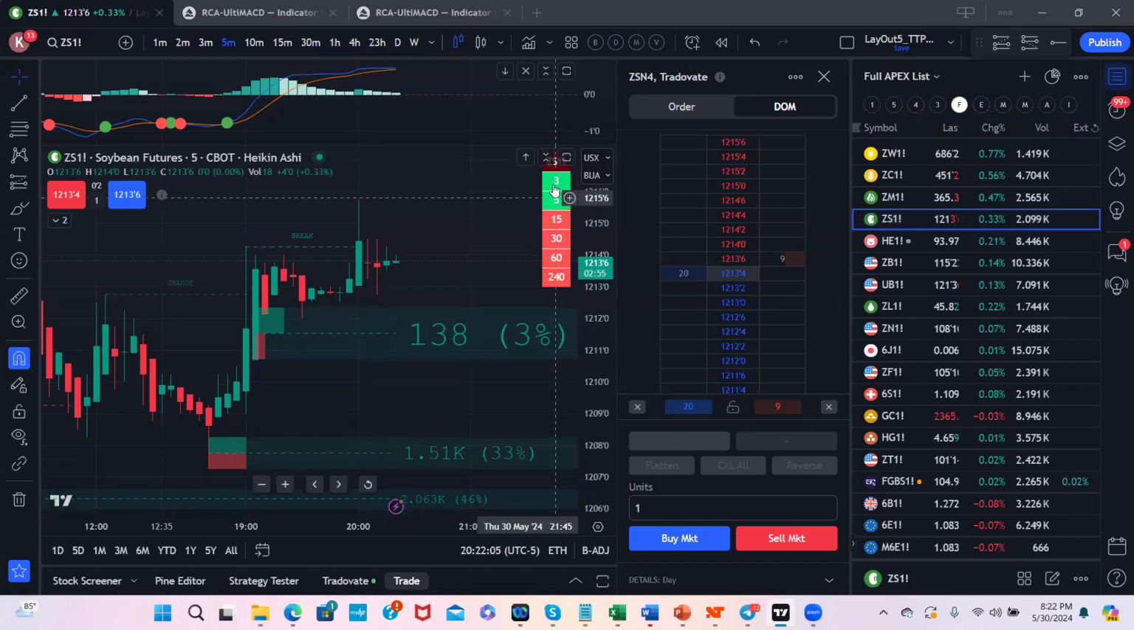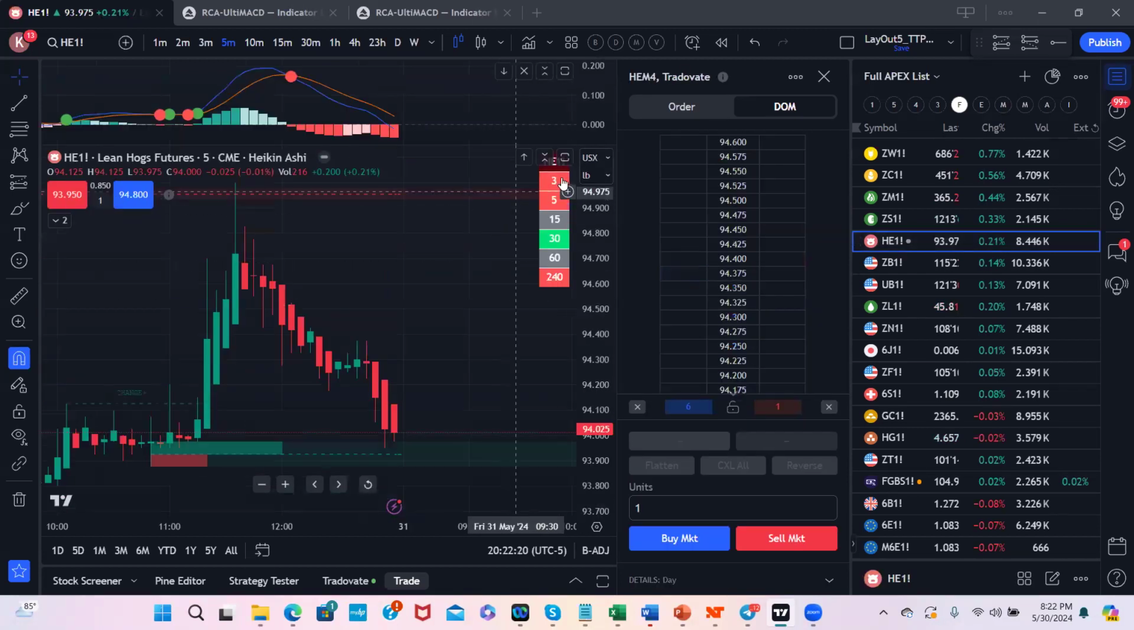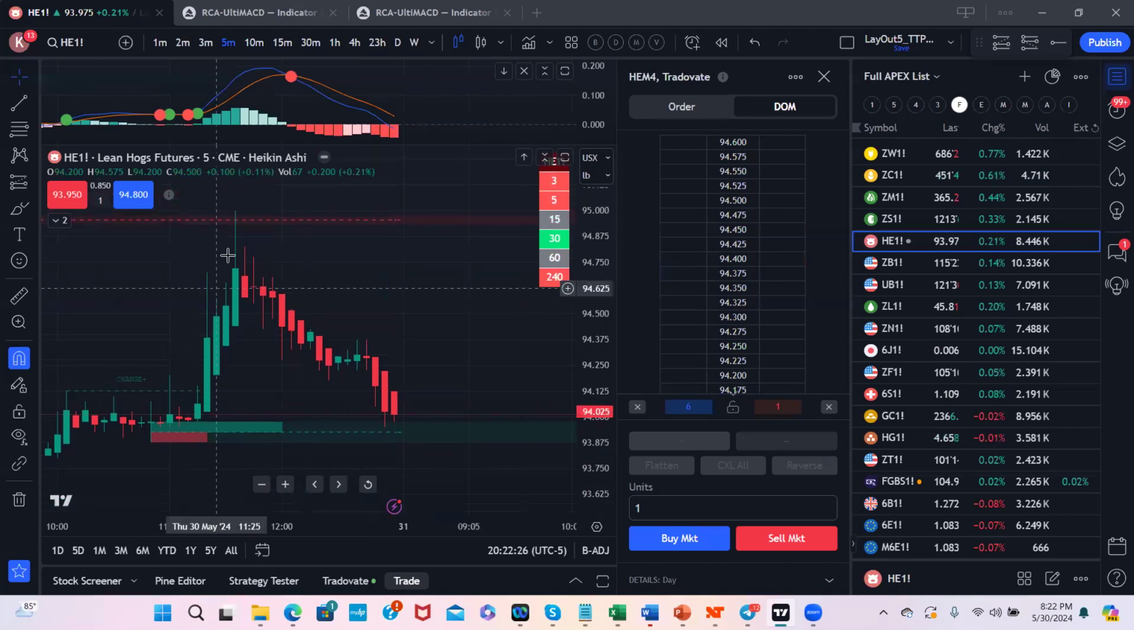Only 3 and 5 are green. Minimum, if 3, 5, 15, all three are bullish, we can do long only. If 3, 5, 15 are red, we can do short only. If it is not either, here 3, 5 is red, 15 is also a little bearish, so we can do short only on this one.